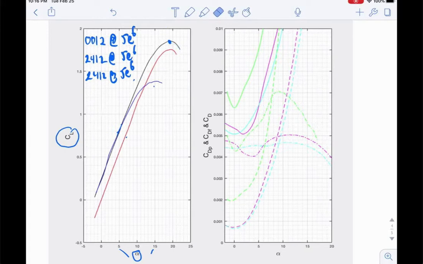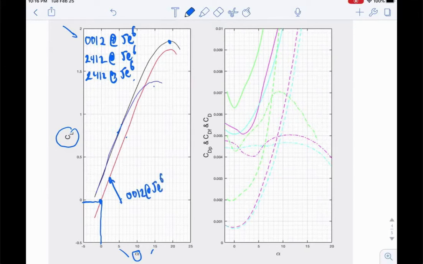So everyone has a similar slope, but we can see the black and blue lines are shifted relative to the red line. So we know one of them is a symmetrical foil. That symmetrical foil, the 0012, should produce 0 lift at 0 angle of attack. So if we go to 0, 0 is occurring right here. We can see clearly that the red line must be the symmetrical foil. That one is fairly easy to determine. This must be that 0012 at 5 million, the red line.